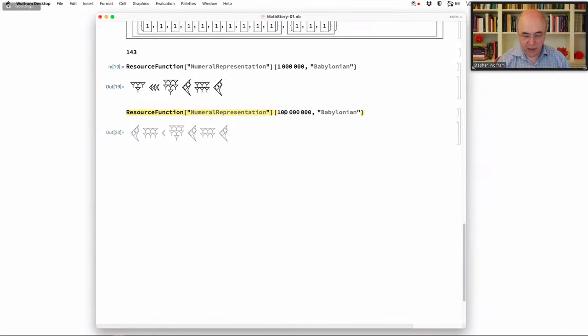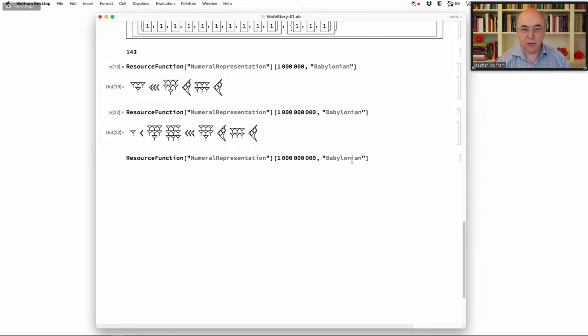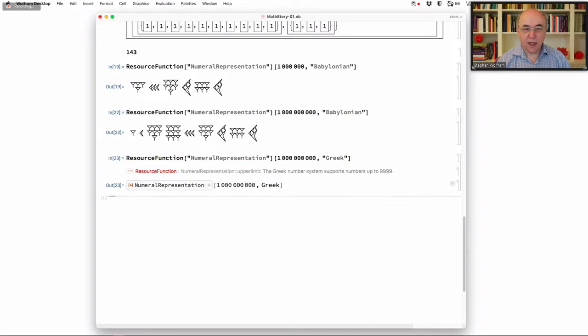Let's go to 100 million. Still thinks it can do it. Maybe this one can be extended. That's interesting. I bet if we try and do this in the Greek number system, it will just give up. It only supports numbers up to 10,000. So we can go down here. Let's look at the number 9,000 in the Greek number system.